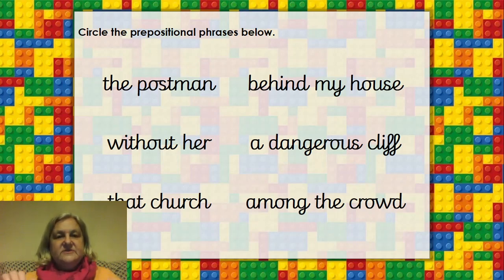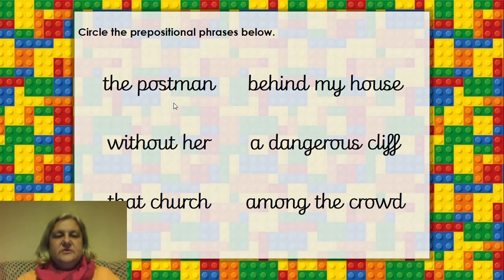So it's the part of a sentence that links to the preposition. Okay, so we've got the postman, we've got behind my house, without her, a dangerous cliff, that church, and among the crowd. Now, which one of those are going to be the prepositional phrases? So you can pause the video and then we'll go through.